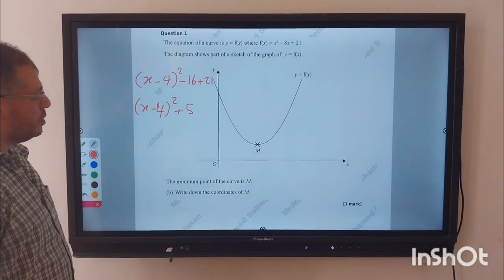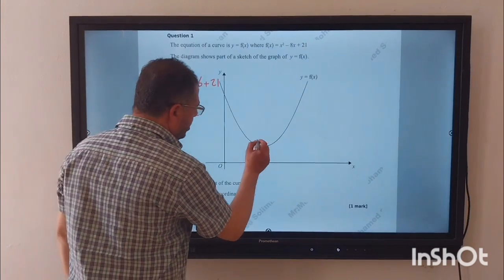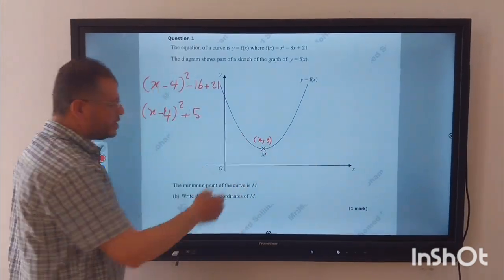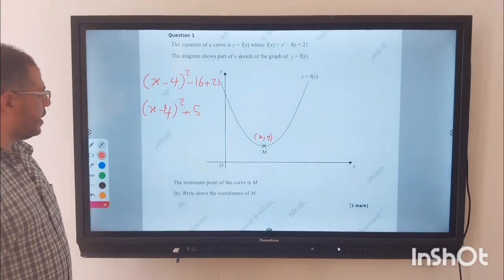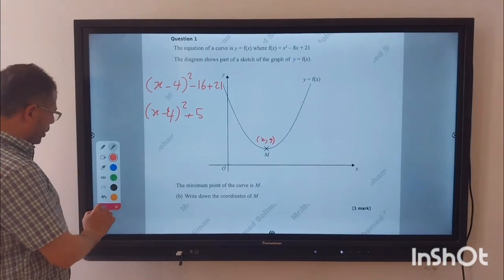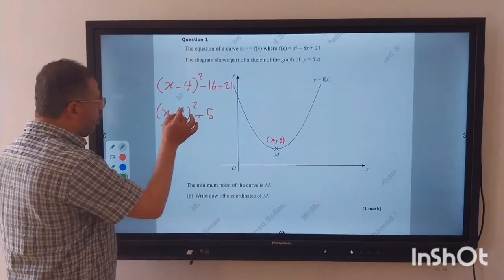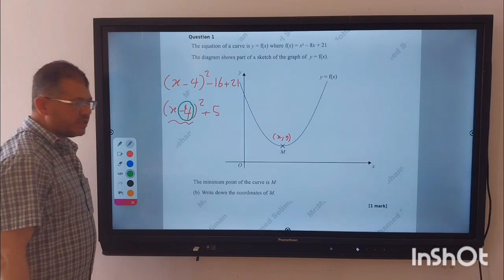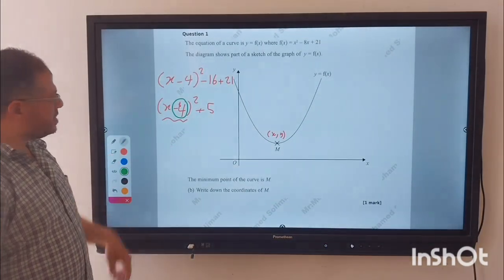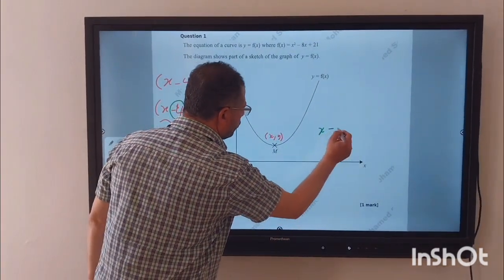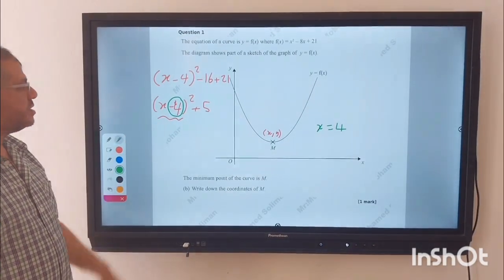Okay, now I want to set the values of x and y for M. M here is a coordinate, x and y. It has an x coordinate and a y coordinate. So what is the x coordinate of M here? In an easy way, when you want to find the x coordinate of the turning point, just go to the bracket here and see what is the value of the constant. What is the value of the constant? It's negative 4. So you have to put the same value but switch the sign. What does it mean? So x here will be what? x should be equal to 4. Just take the constant and switch the sign.